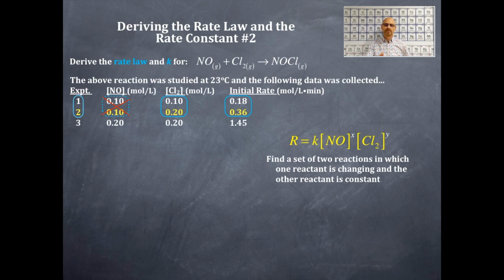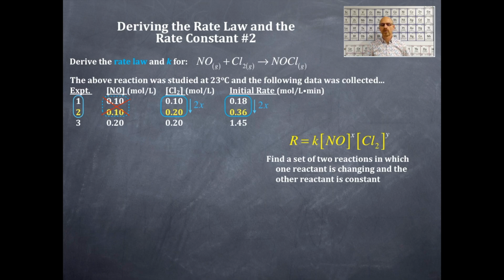I want you to figure out the 0.1 to 0.2, hopefully you know what that is. That's a doubling. And then the 0.18 to the 0.36, what is that? Well, that's a doubling as well. So we got a doubling of the concentration of the Cl and a doubling of the rate. Therefore, what is the order of the Cl? The order of the Cl is: doubling of the concentration, doubling of the rate.